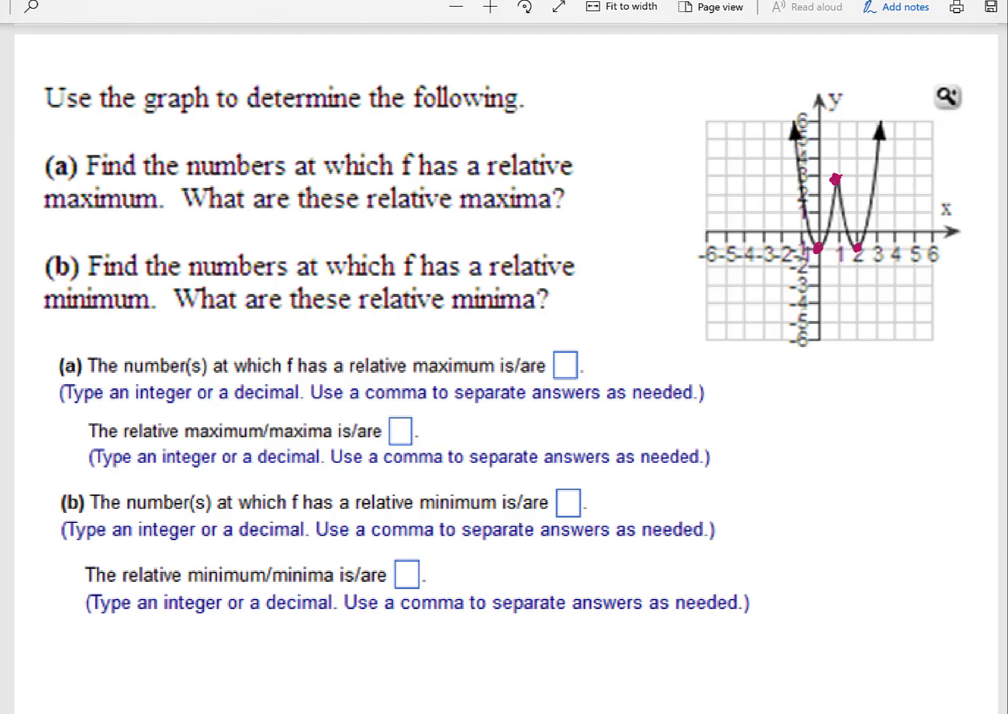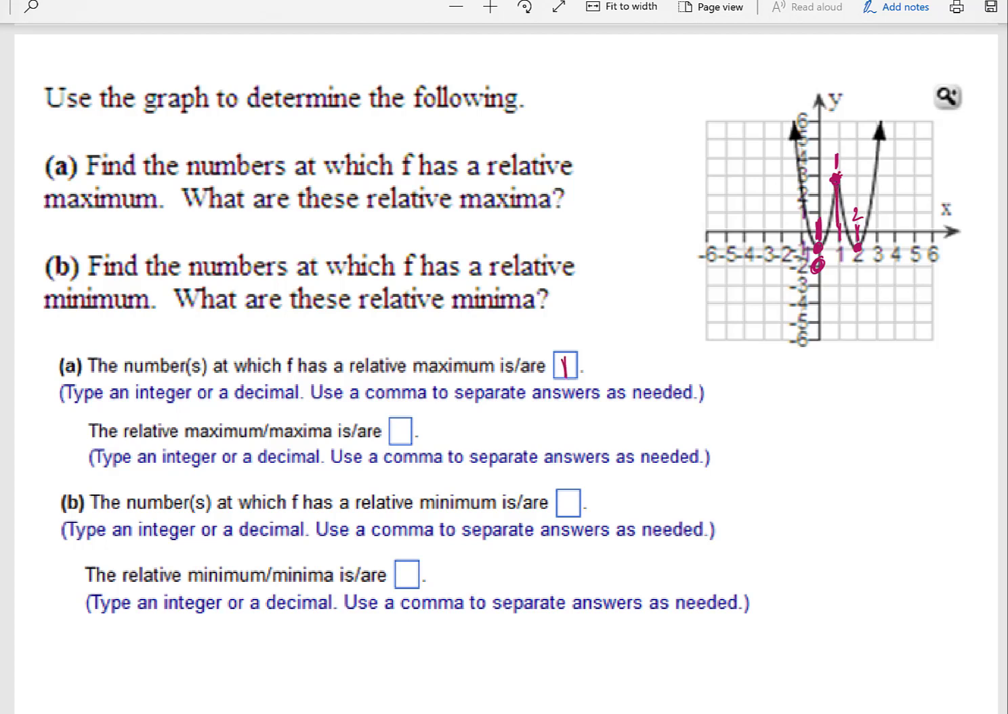So they'll ask you, well, where is it? When they're asking you where it is, again, they're asking you in regards of the x-axis, so left to right. Well, here I'm at 0, right there. Right here I'm at 1, and here I'm at 2. Okay, so A, where is the maximum? Well, it's at 1, right?